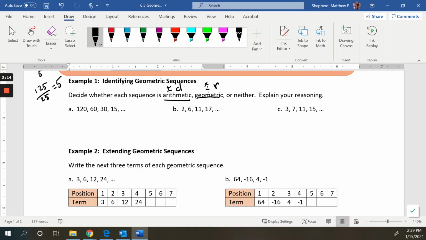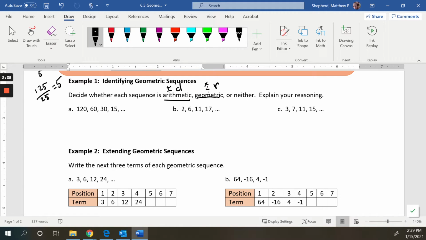So if I do 60 minus 120, that would be a negative 60. 30 minus a 60 would be a negative 30. So with me testing for arithmetic, using subtraction to figure out what the differences are, I do not have a common difference. All right, so that did not work.